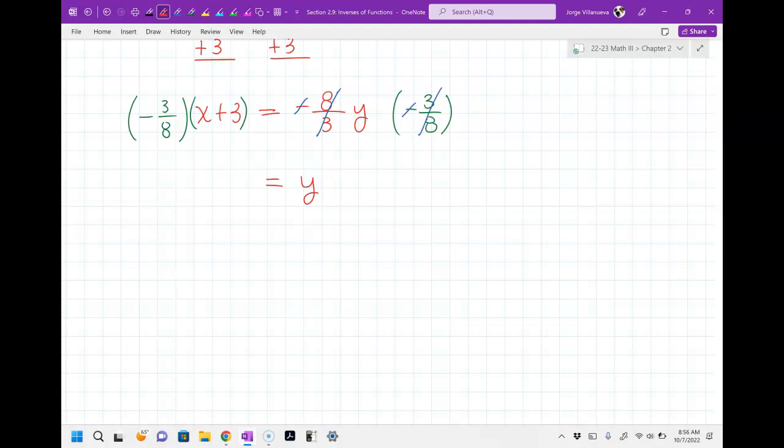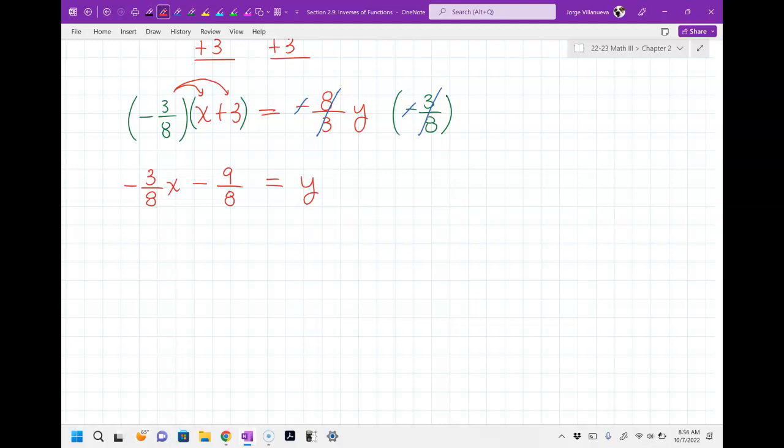Okay? Now on the left side, I have to distribute. I have to distribute this over. So this is negative 3/8 x minus 9/8. Because you multiply the big number to the numerator. So 3 times 3 is 9. Okay? Never multiply the big number with the denominator, unless you want to divide it. You can divide by the denominator, but most people multiply up. So 3 times 3 is 9. So 9 over 8. All right?